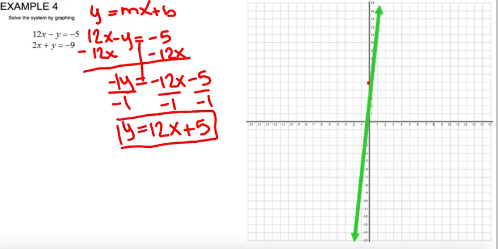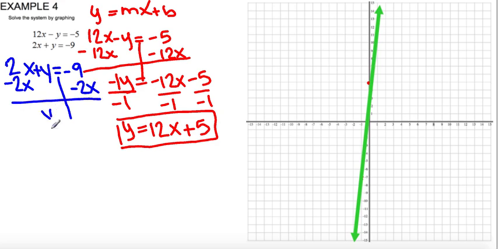Alright, I do the same thing with the second equation. I have to get it in slope-intercept form. So I rewrite it. So I have 2x plus y equals -9. Again, I have to isolate the y. So I subtract 2x on both sides of the equal sign. And then I have y equals -2x minus 9. And it's in slope-intercept form.